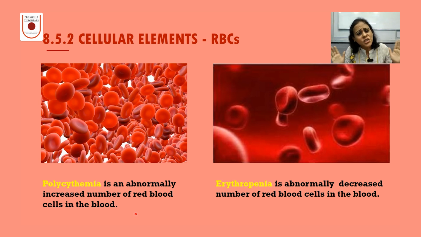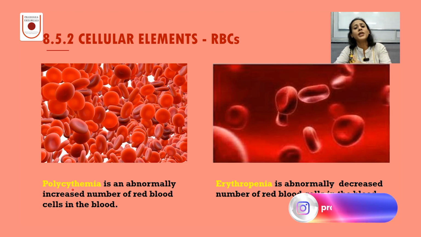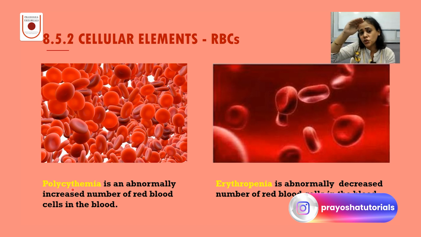If there are too many RBCs, the condition is called polycythemia. Here poly means many. So when there is excess, the word poly is going to come. Opposite to that, when there is a deficiency of red blood cells, it is called erythropenia. Now, what does penia mean? Penia means reduction.